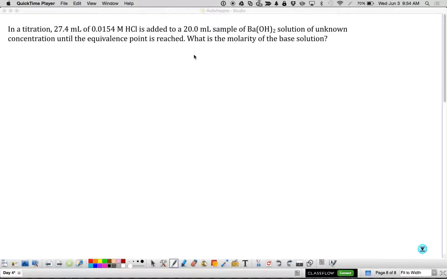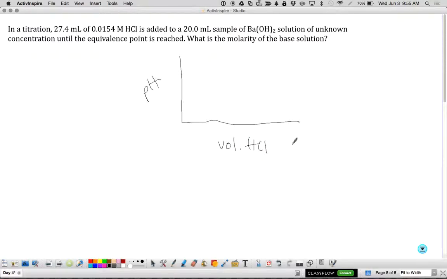All right, so here's our next problem. This time we're trying to find the concentration of a base solution. First I'm going to sketch out my titration curve. pH is going to go on the y, and this time I'm going to be adding acid into this base. So this is going to be volume of HCl, and this is again going to be in milliliters.